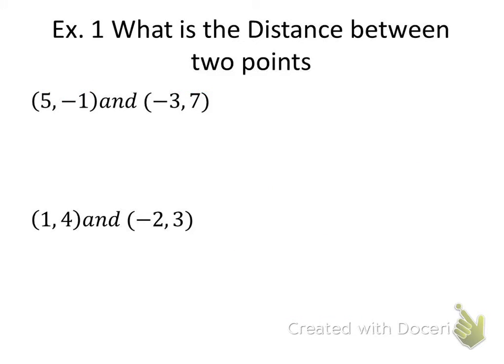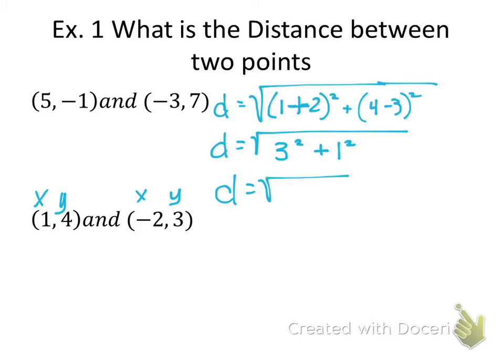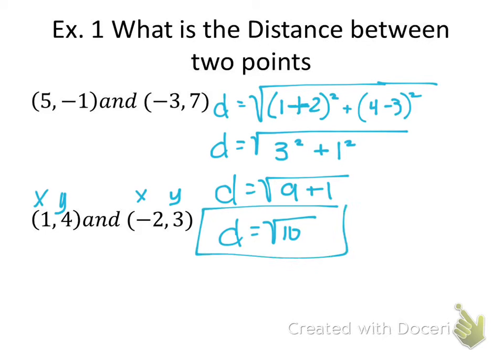So we're going to do, this is x and y, and I use my distance formula. D equals, I've got 1 minus negative 2 squared plus 4 minus 3 squared. D equals, that changes this to a positive, 3 squared plus 1 squared. 3 squared is 9, 1 squared is 1, and I get the square root of 10. Now, can I simplify the square root of 10? No, there is absolutely nothing I can do, so this is my final answer.